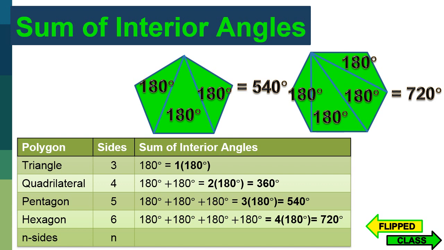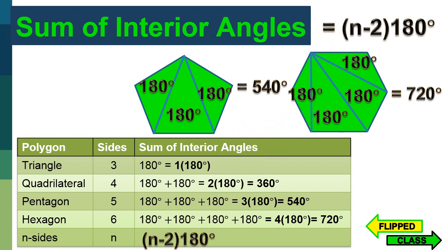If we try to generalize this, how do we generalize the formula? Take a look at the number of sides and the number of 180s. From 3 to 1, from 4 to 2, from 5 to 3, from 6 to 4, there is a pattern here. So when we generalize this, we just subtract 2 from the number of sides and multiply it by 180 degrees. This is the formula for the sum of the interior angles of any polygon.